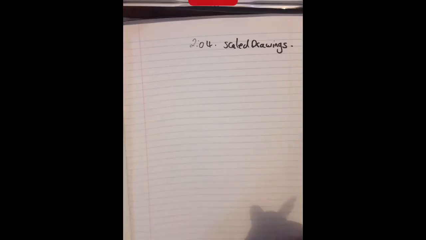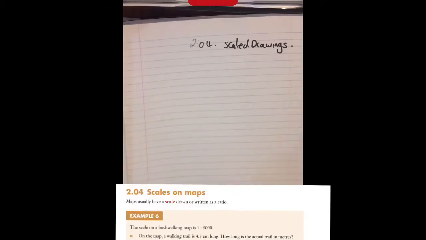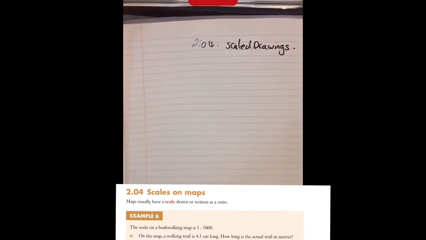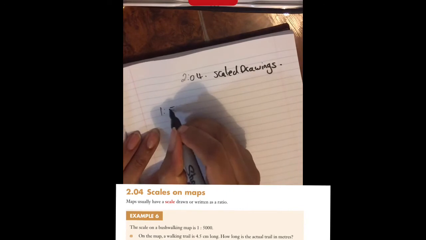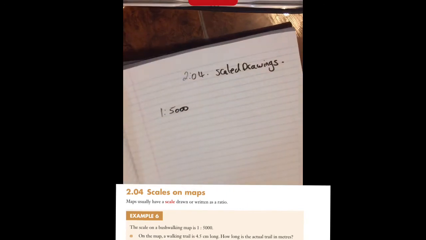Scaled maps or scale drawings. Basically, when you see those maps and it has a scale on it, that's it. The example in the textbook says the scale on a bush walking map is 1 to 5,000. Okay, that's good.